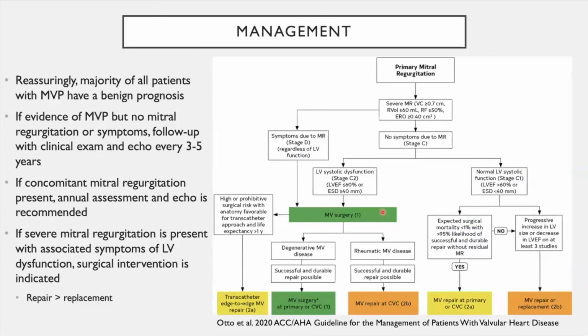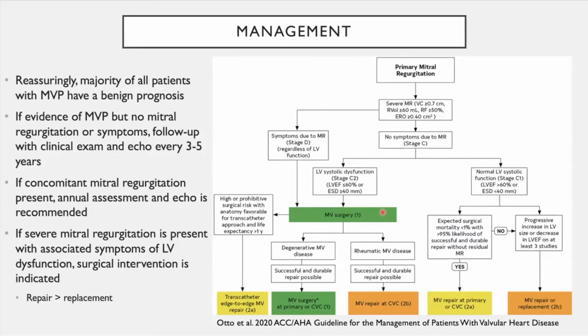When it comes to management of mitral valve prolapse, quite reassuringly, the majority of all patients with mitral valve prolapse have a benign prognosis. They have either very minimal, trace, or mild mitral regurgitation. If there's evidence of mitral valve prolapse but no mitral regurgitation or any symptoms, the general recommendation is follow up with a clinical exam and echo about every 3 to 5 years. If there's any concomitant mitral regurgitation, an annual assessment and echo is often recommended.